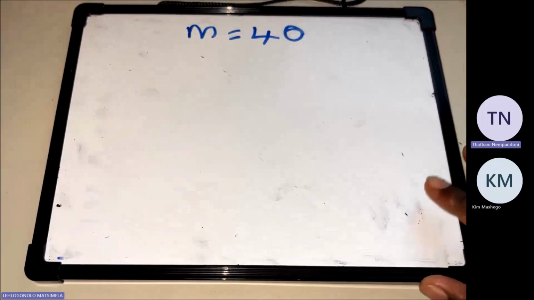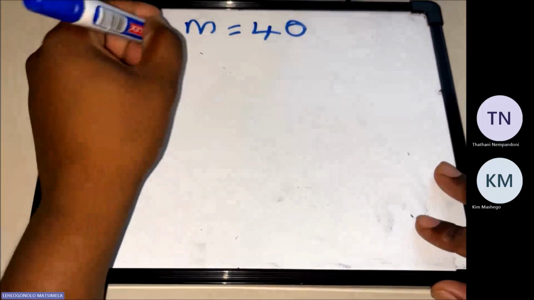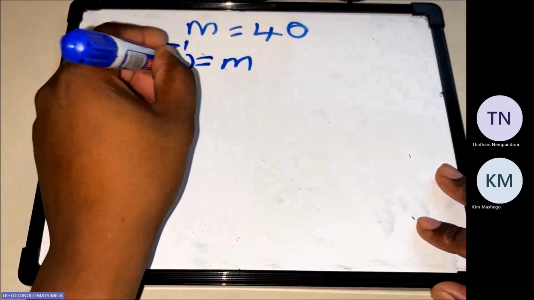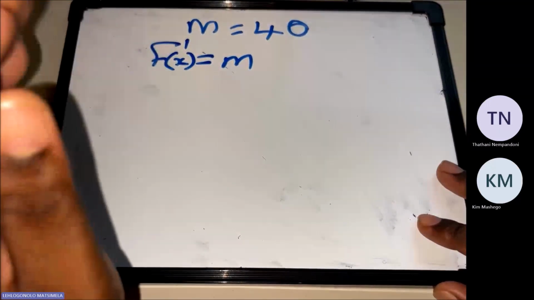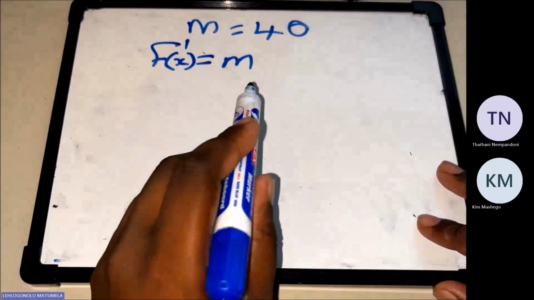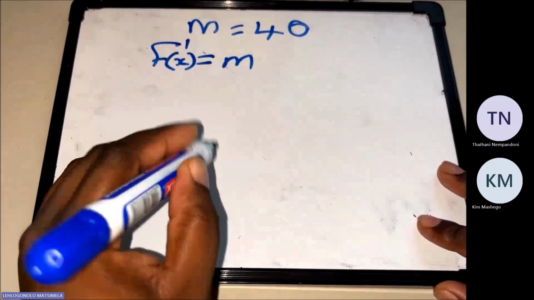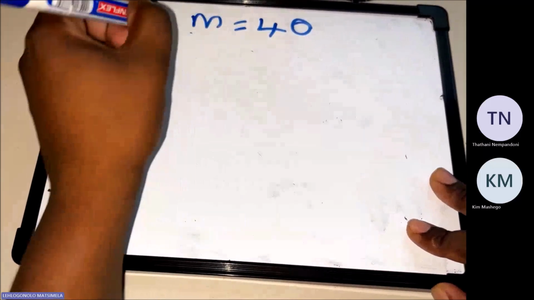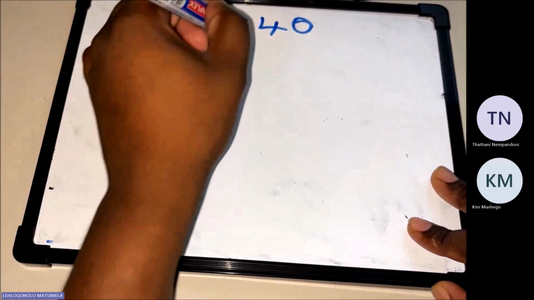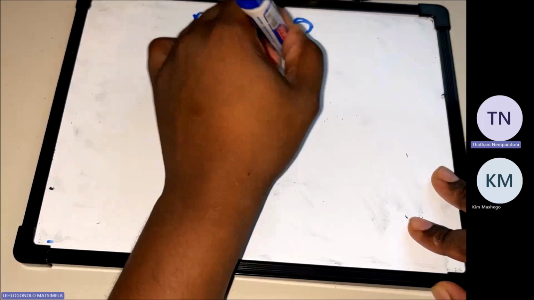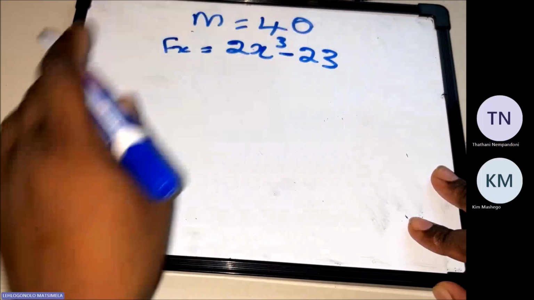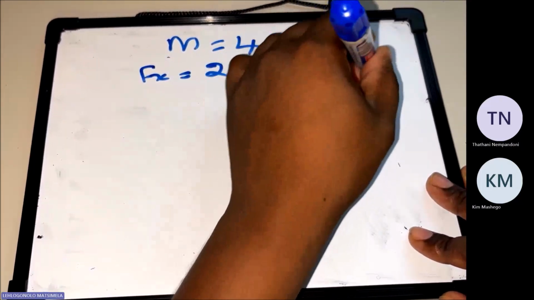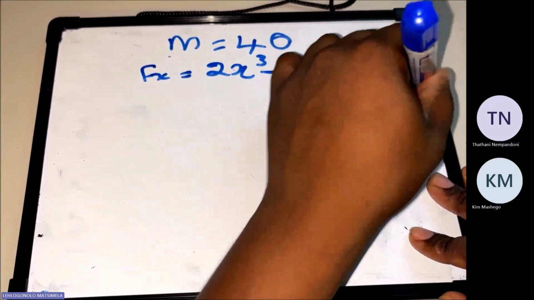Since we know that our first derivative of f has to be equal to the gradient, when we substitute a certain value of x, we don't know the value of x, but we know the value of the gradient. Now let's differentiate first. The equation is f(x) is equal to 2x to the power of 3 minus 23x to the power of 2 minus 80x plus 84.